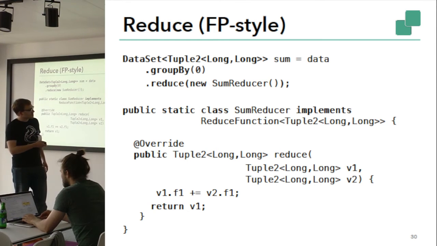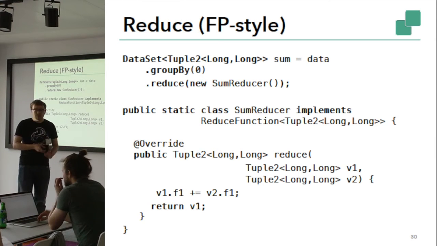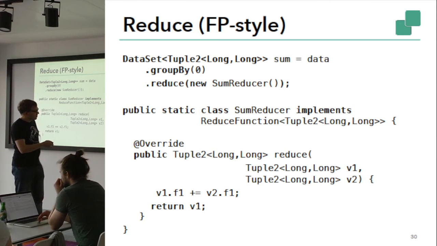So if you think of it, if you have here a Tuple2 of longs, where you want to sum up the second field, you have a Tuple2 long value 1, Tuple2 long value 2, and then you basically add to the second long field of the first value the second field of the second value. You simply sum it up and return that value.